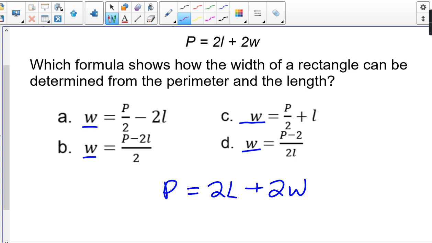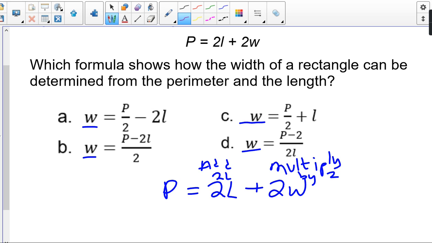I'm just rewriting this down here so that I have space to show my work. Okay, this is a two-step equation. I'm trying to get width alone. I see width is multiplied by 2. Okay, I'm just writing what happened to this W. It got multiplied by 2, and this term, 2L, got added.